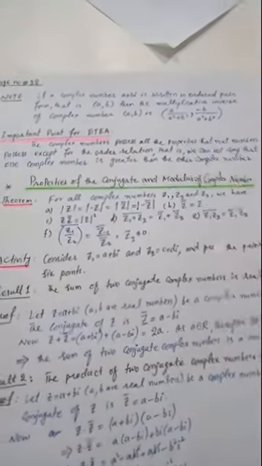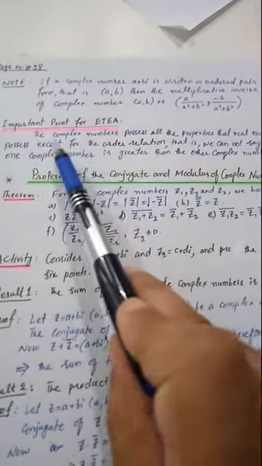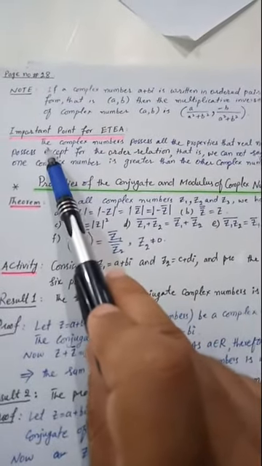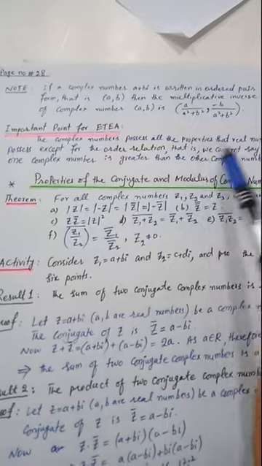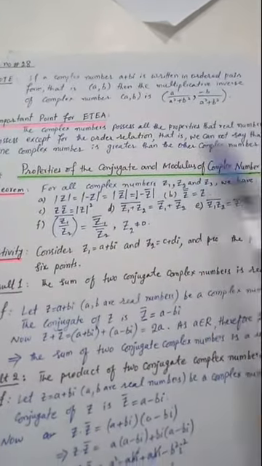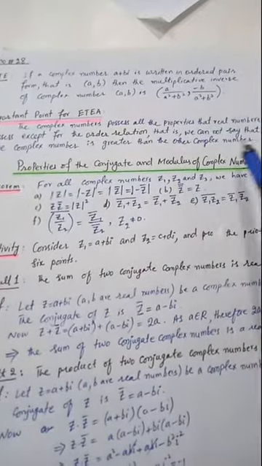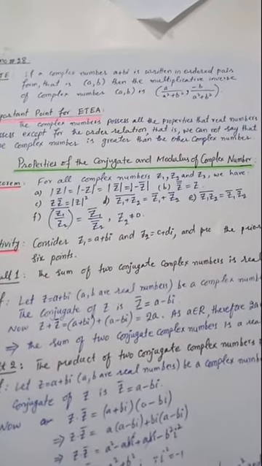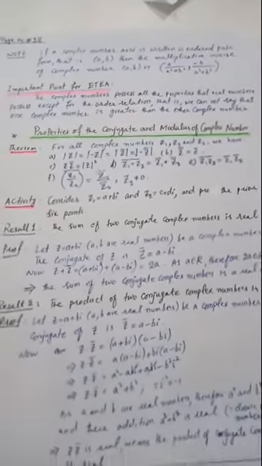So this is the important point for the exam. Complex numbers possess all properties that real numbers possess except the order relation. That is, we cannot say that one complex number is greater than the other complex number, and vice versa, meaning one complex number is less than the other.